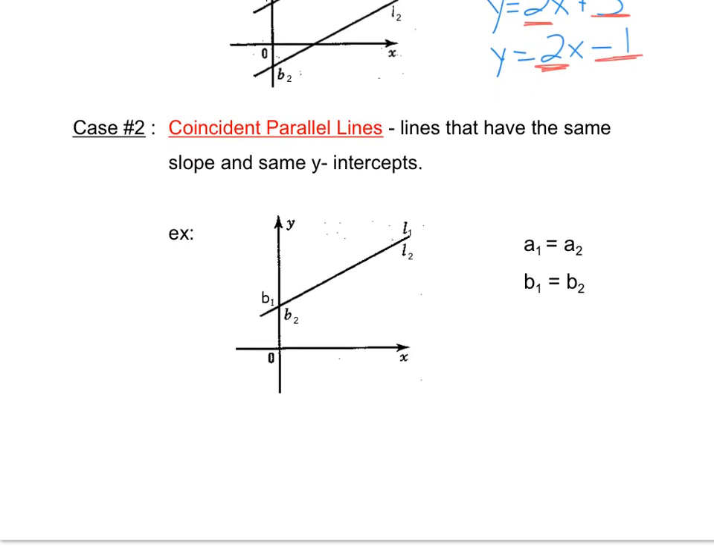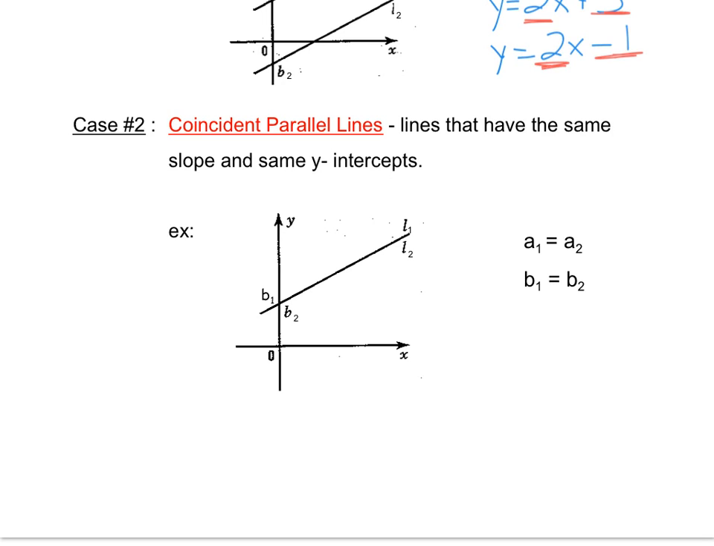The next case is coincident parallel lines. Basically, that means that the two lines overlap each other. One line goes on top of the other. So that means we have the same slope and we have the same y-intercept. So if I were to graph both lines, both of them would end up being graphed one on top of the other. So an example of that could be y equals 3x plus 1.